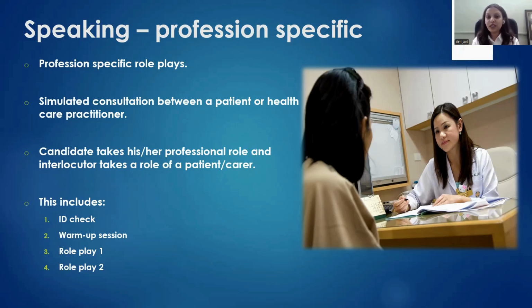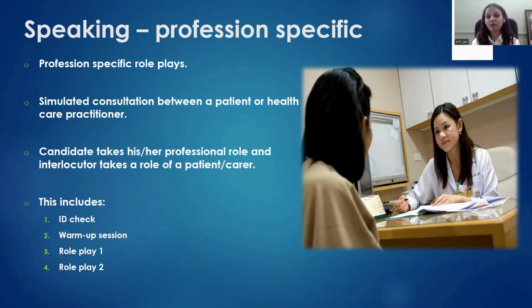Okay, the test begins with the ID check. So make sure you have a valid ID, your passport or national ID. Make sure before registration that it does not have any nearby expiration date. So the interlocutor will make sure that you are the same person who has registered for the test.